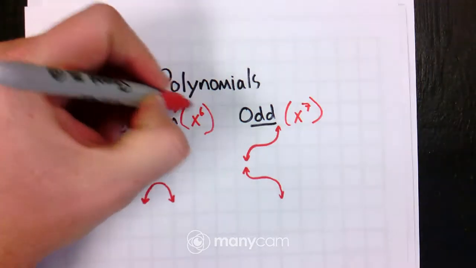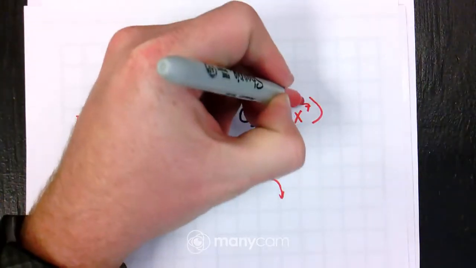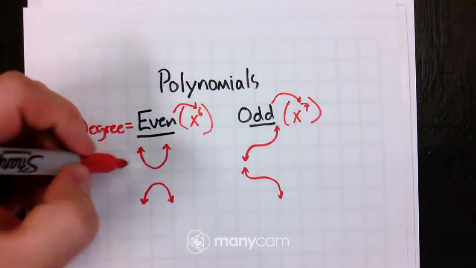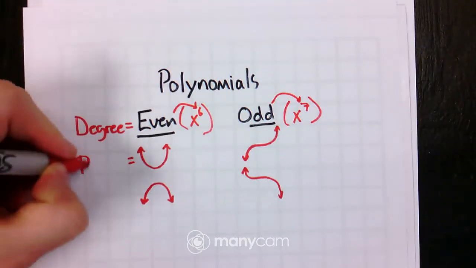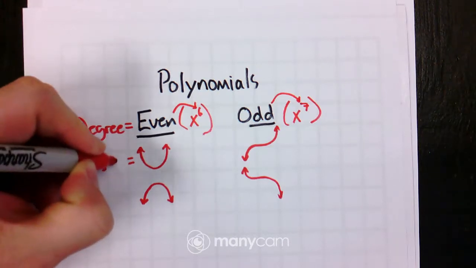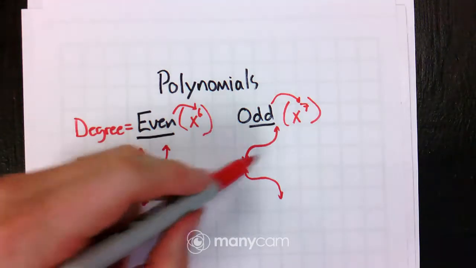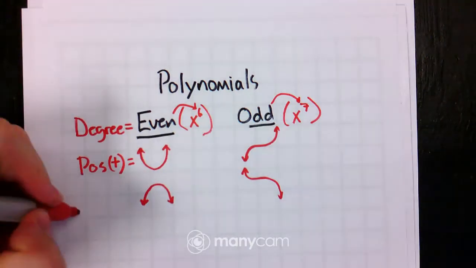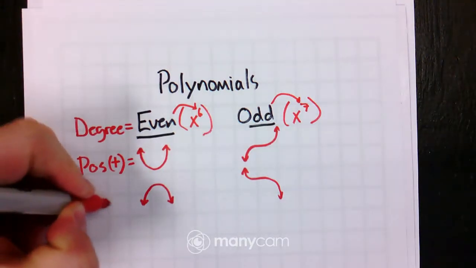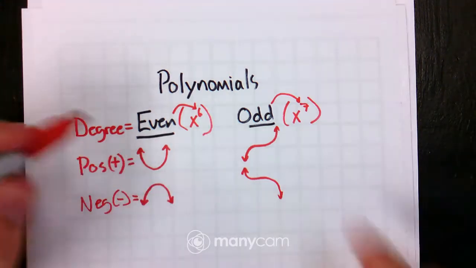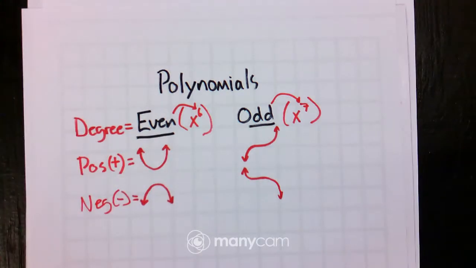So if this is even or odd, that'll determine if your polynomial is even or odd. Now, if it's positive, it'll be upwards, or like this, and if it's negative, it'll be downwards, or look like this. Okay?